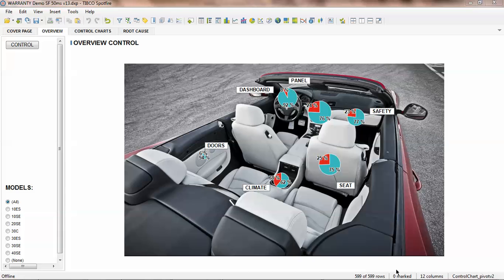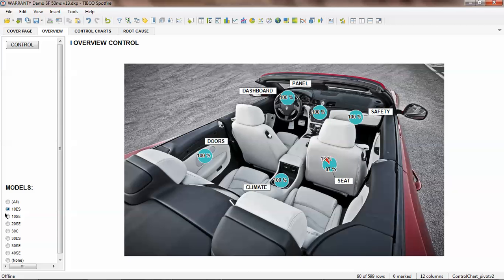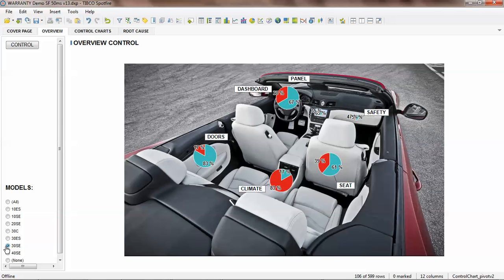On the left hand side of the screen we have a very simple text area here, and I've set up some radio buttons that allow me to scroll through the various models of car that my company produces. When I come to the 3-litre SE model, it appears that I have a particular issue with the climate control system.